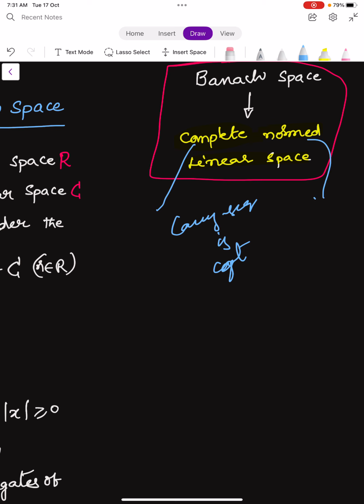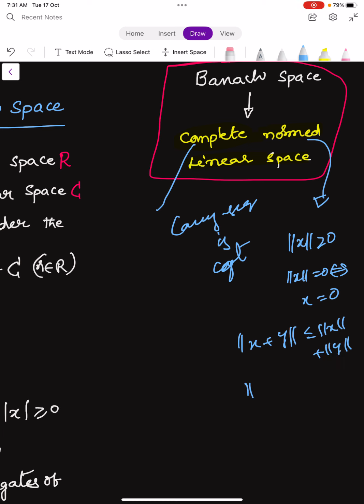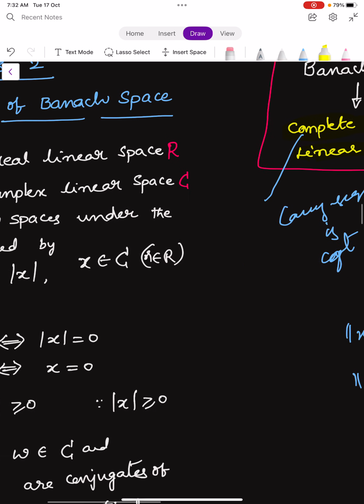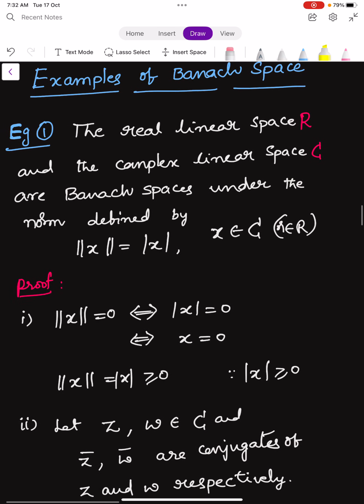And normed linear space means it satisfies three conditions. Norm x is greater than or equal to 0, and norm x equal to 0 implies and is implied by x equal to 0. Norm x plus y is always less than or equal to norm x plus norm y, and norm alpha x is equal to mod alpha into norm x. So Banach space is a complete normed linear space. Now we learn 10 examples of Banach space.